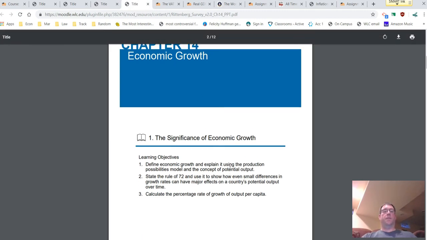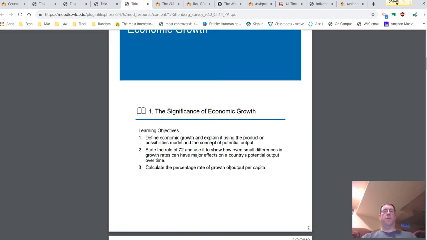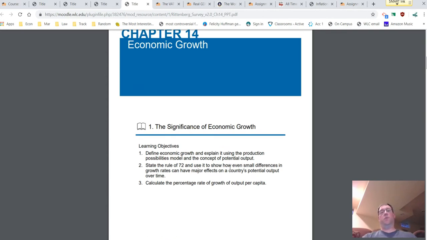And then speaking of growth, that is the 4th chapter, the rule of 72, which is also a cool just life rule. If you want to know how long it'll take to double your investment, 72 divided by whatever the interest rate is is how long it'll take you to double your money. This takes the rule of 72 and applies it to economic growth, and then also looks at a little bit of per capita information here.